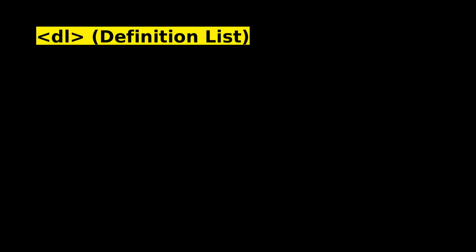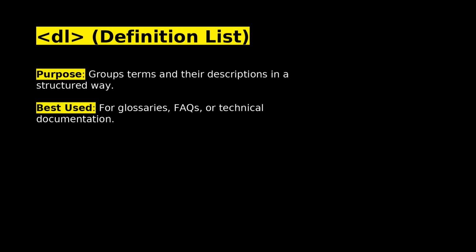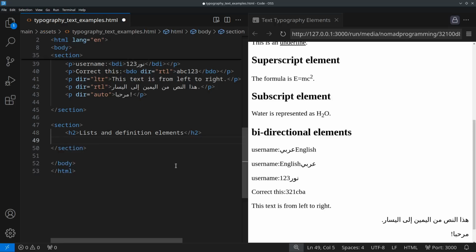Okay, now we go to lists and definition elements. We start with the definition list. The definition list element groups a set of terms and their corresponding descriptions in a structural format. It consists of definition term and definition description to define the relationship between terms and their explanations. It is best used for glossaries, listing terms and their meanings, or organizing questions and their answers in a clear, structured way, or in presenting terminology and explanations, providing clarity for users.